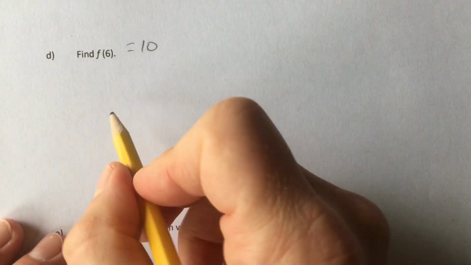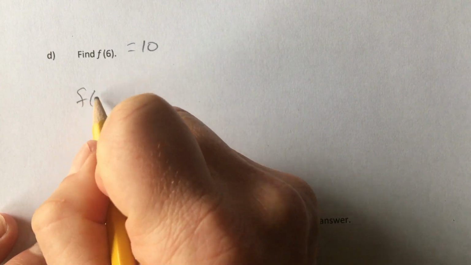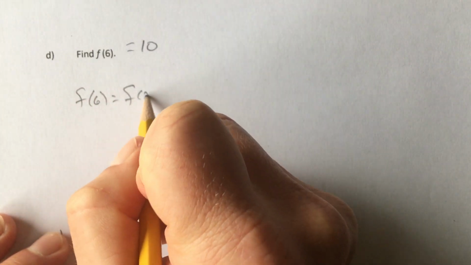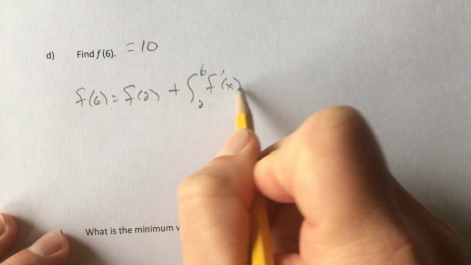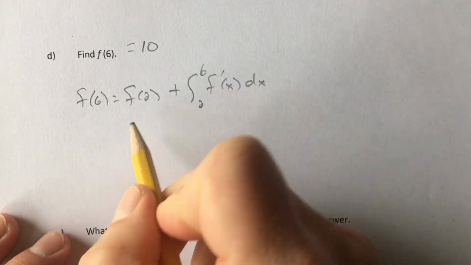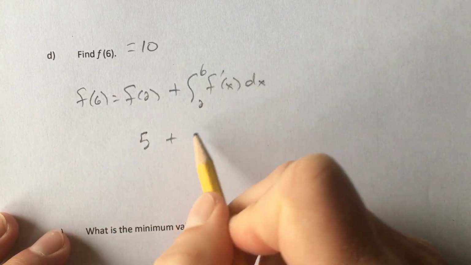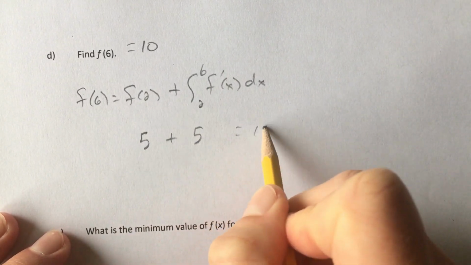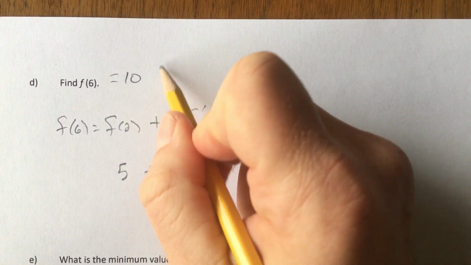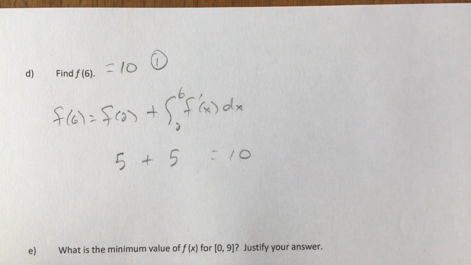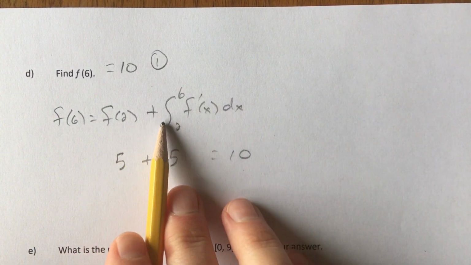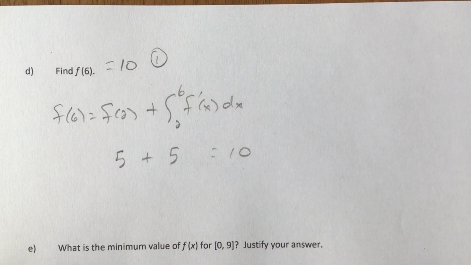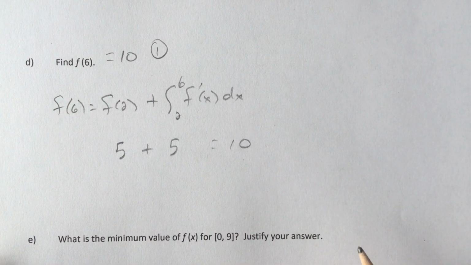Now it doesn't say to justify, but if you wanted to put a little justification here, you could say that f of 6 was equal to f of 2 plus the integral from 2 to 6 of f prime of x. And f of 2 we know was 5, and this area here was 5, and that's where we get 10. So I believe you're just going to get a point for something like that. Unless they tell you to write a definite integral to represent it, then maybe you get a point for the integral and a point for the answer. But without the justification, I think it would just be a point.